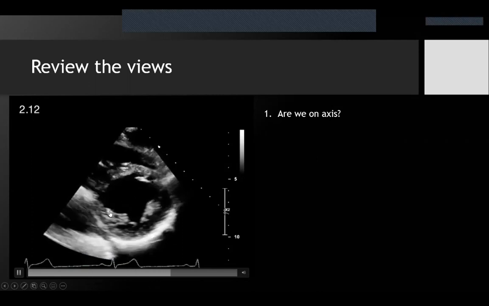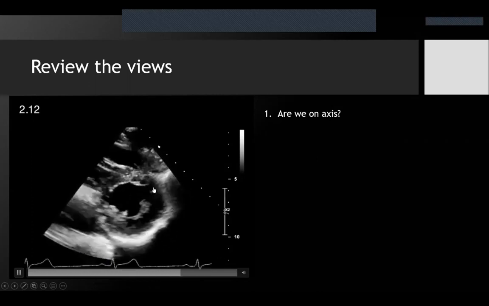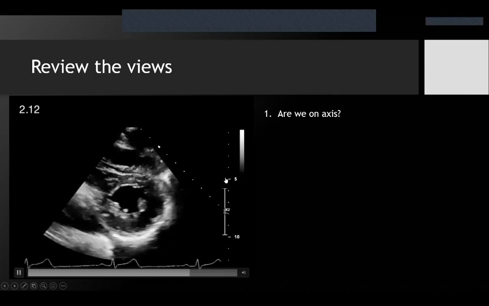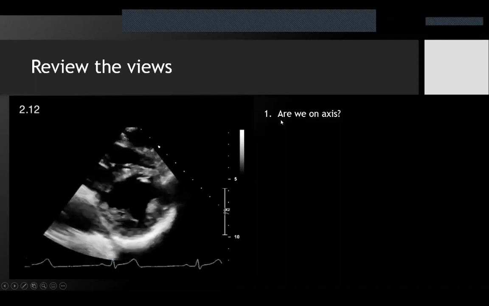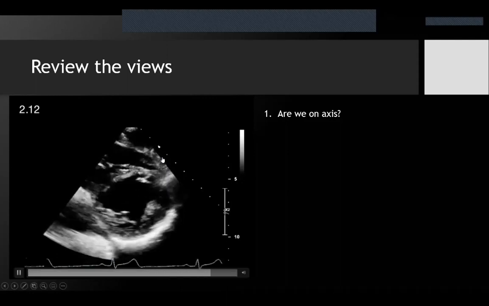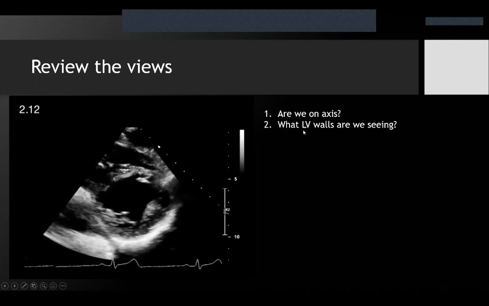If it's looking oval or oblique, then if it's looking oval, you're probably at an oblique angle, which is very easy to do. So it's important, again, before you make any call from a view, to recognize if you're off axis or not. Because if you're off axis, you can very easily think that you're seeing regional wall motion abnormalities that are not there.